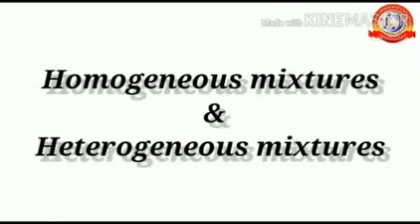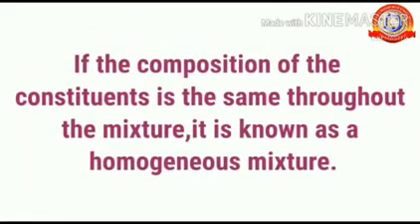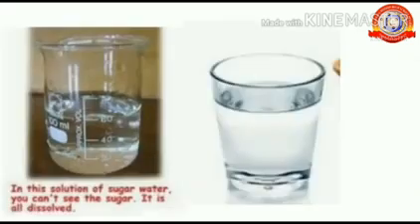Let's discuss homogeneous mixtures and heterogeneous mixtures. In a mixture, if the composition of the constituents is the same throughout, it is known as a homogeneous mixture. All solutions are homogeneous mixtures. Sugar solution, salt solution, ornamental gold, etc. are examples of homogeneous mixtures. The components of such mixtures cannot be seen separately with the naked eye.